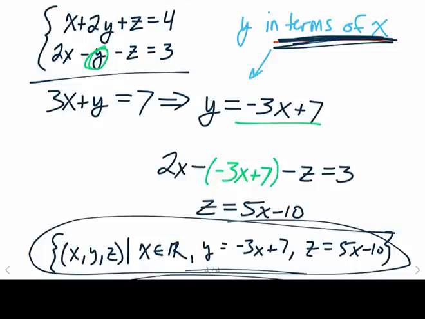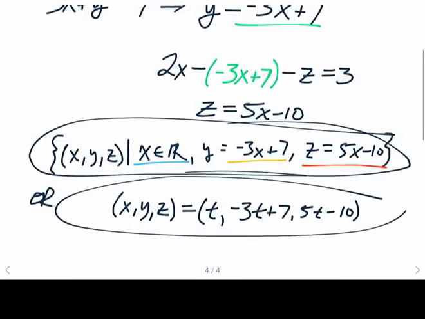Well, x is any real number, so you're just going to leave x as is. y has an expression, negative 3x plus 7, and so you would put that in place of y into both equations, one at a time, but both equations. And then z is 5x minus 10, so you'd put 5x minus 10 in place of z. And then you would simplify and make sure that you end up with a true statement.